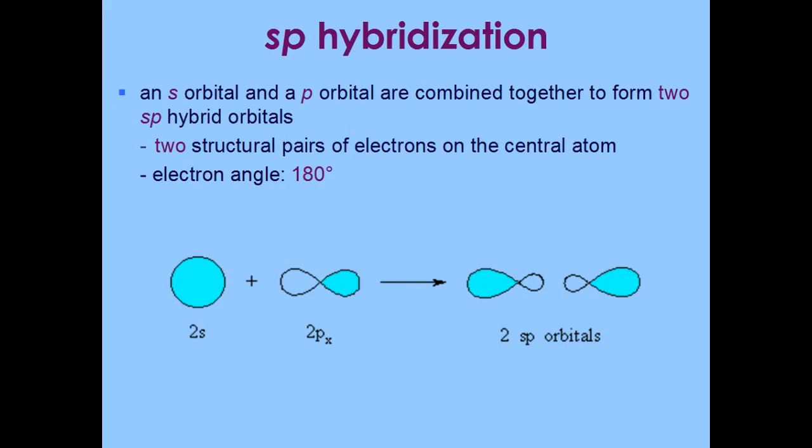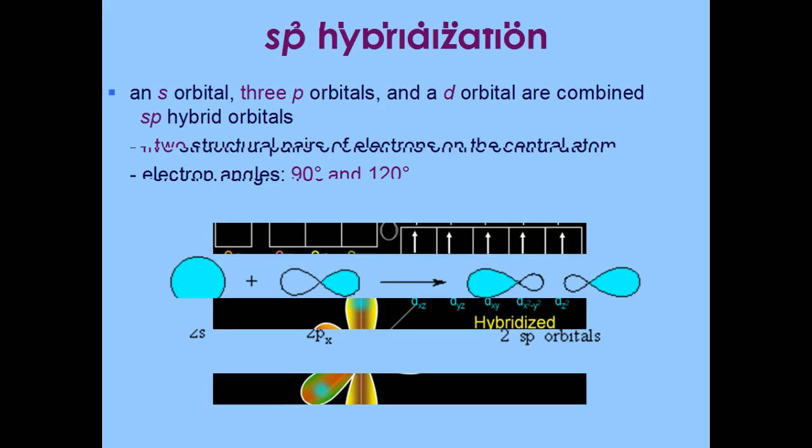When you have two areas of electrons surrounding your central atom, then you need two orbitals in which that can overlap to cause that bond to form. And so if we take an s and a p orbital, sp hybridization, we can have that bond form.